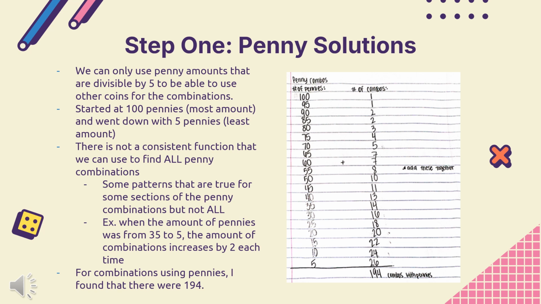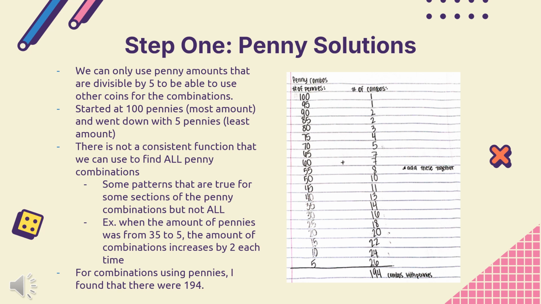When I went through this, I found that there was not a consistent function that we can use to find all the different penny combinations. As I was working it out, there were some patterns that I saw, but they wouldn't last for all of the different combinations. They would only last for some, but not others. An example that I found was when I hit the amount of 35 pennies. From 35 all the way down to 5 pennies, the combination amounts increased by 2, but that was the only section that was true for.